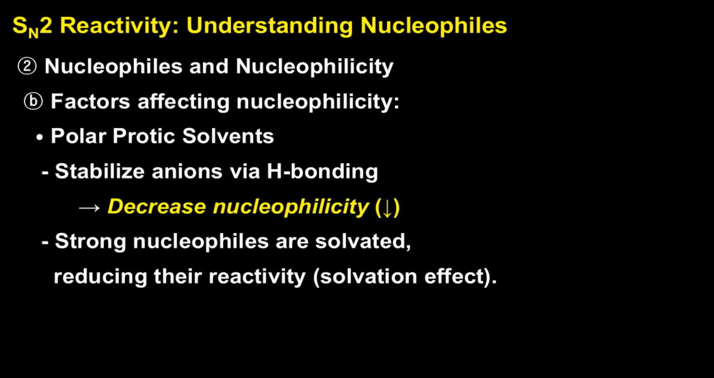Let's start with polar protic solvents. These can form hydrogen bonds with nucleophiles. That stabilizes the nucleophile, but it also slows it down. Why? Because of something called solvation. In polar protic solvents, these solvent molecules surround the nucleophile, forming a kind of shell, and that shell gets in the way, making it harder for the nucleophile to attack. Here's the key point. The smaller and more highly charged the nucleophile is, the more tightly it gets solvated.